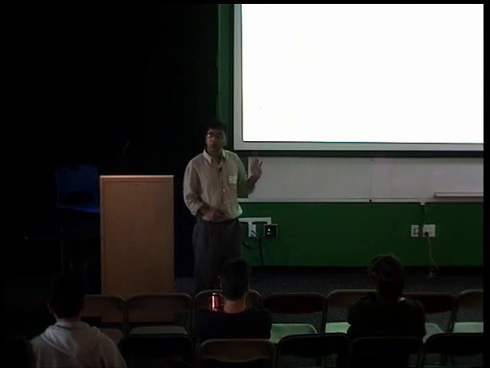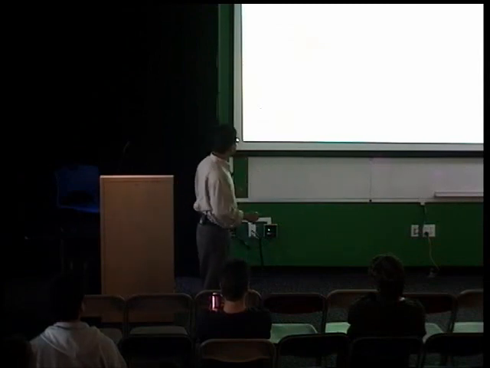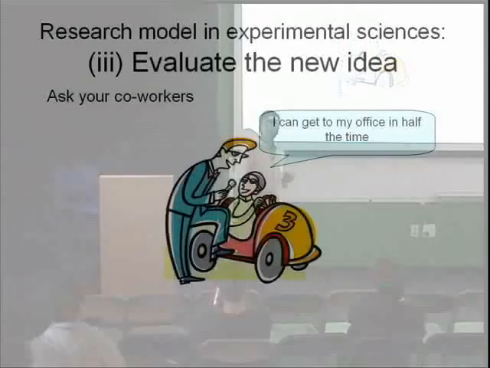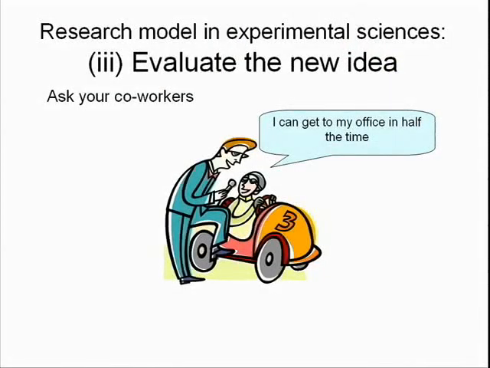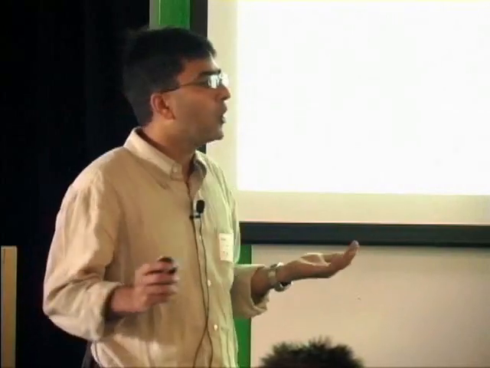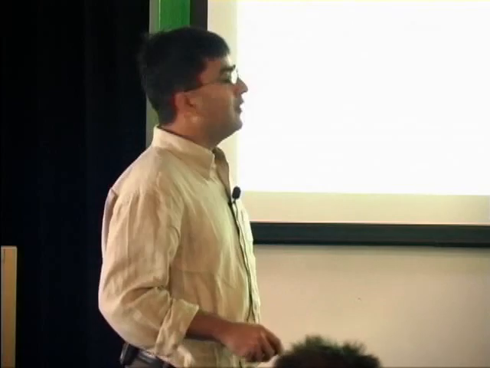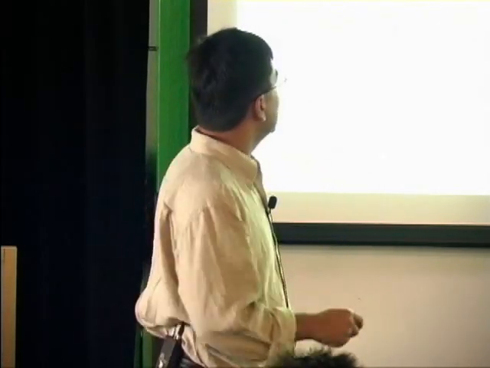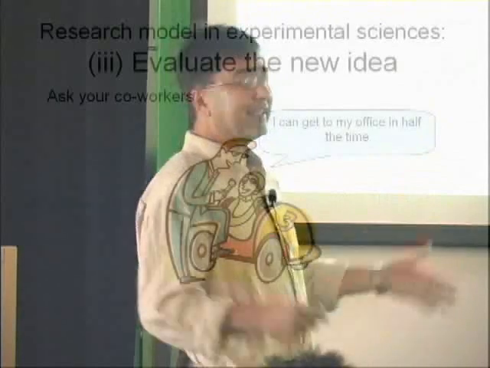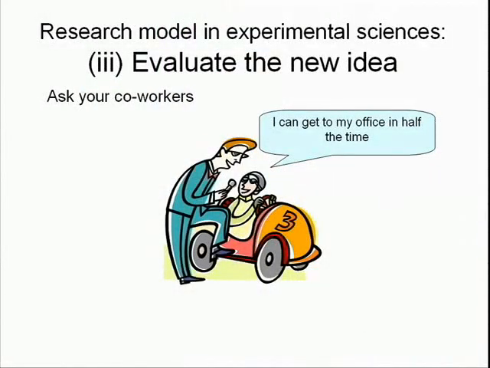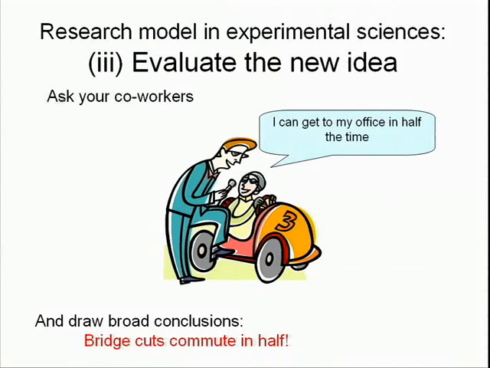Unfortunately, this is not the worst of the problem. The worst of the problem is yet to come. So let's continue with our commute example. And now that we have built our bridge, we want to ask, is this bridge a good idea? Was it effective in doing what we intended it to do? And so you might devise a study where you ask your coworkers. And your coworker might say, I can get to my office in half the time. And from that, you might draw broad conclusions like, hey, the bridge cuts my commute in half.